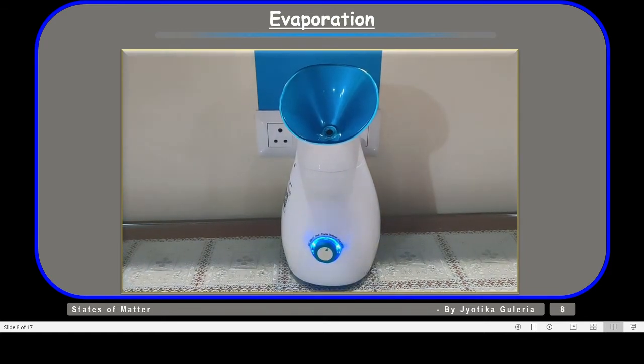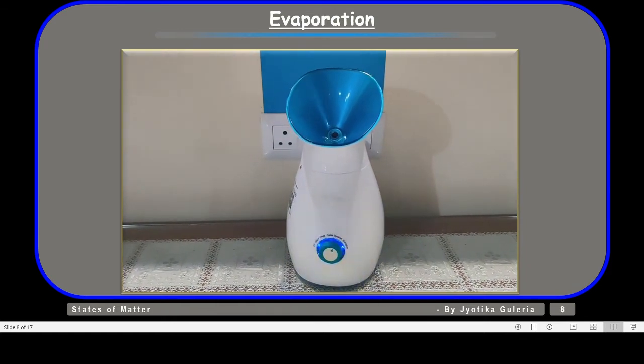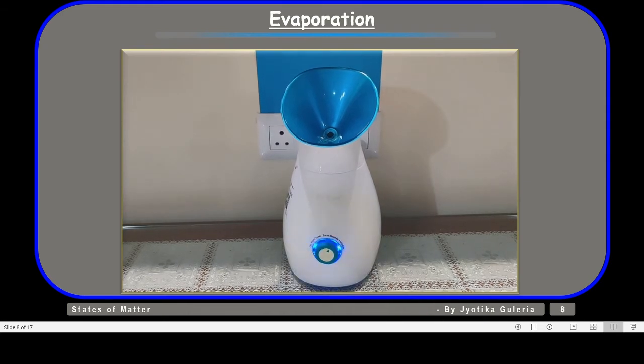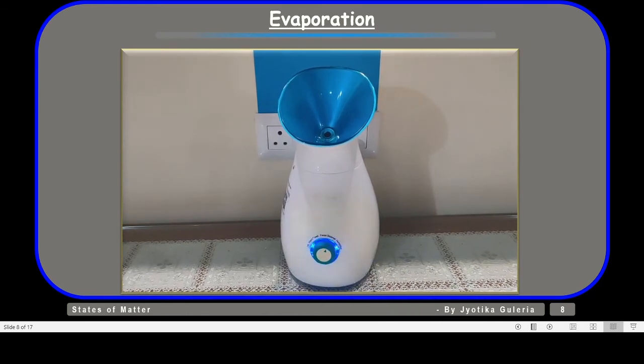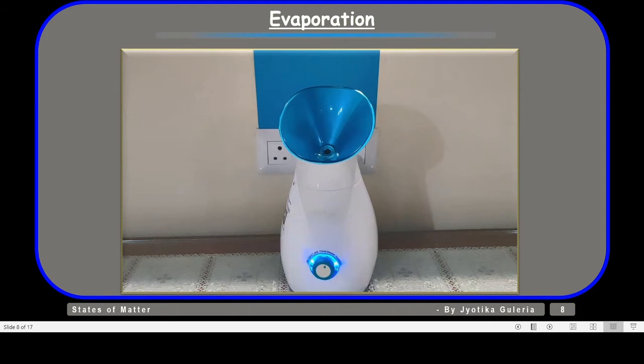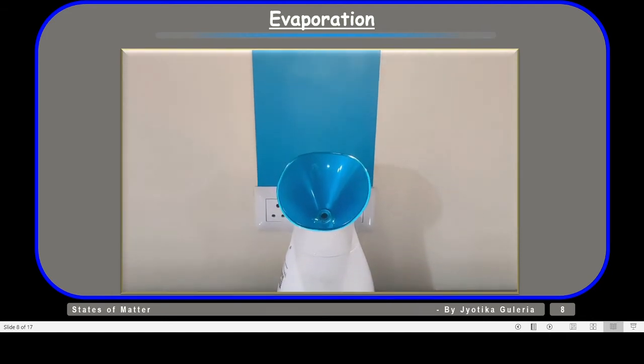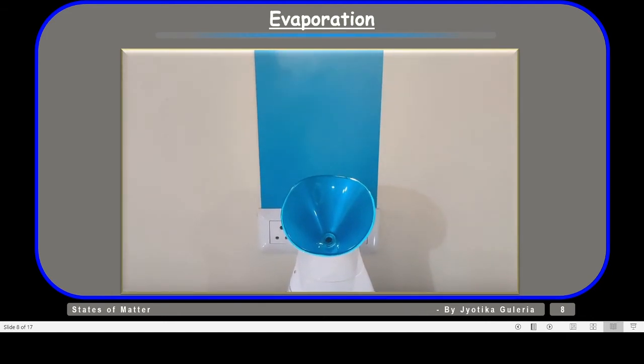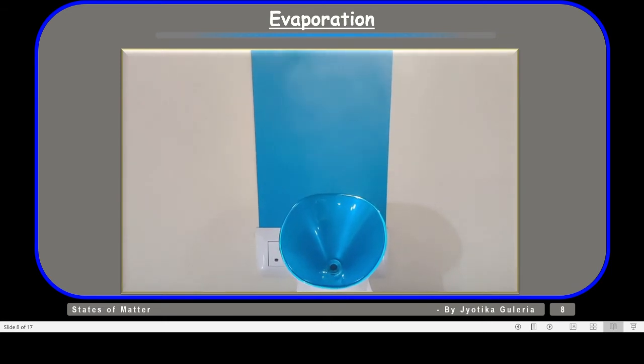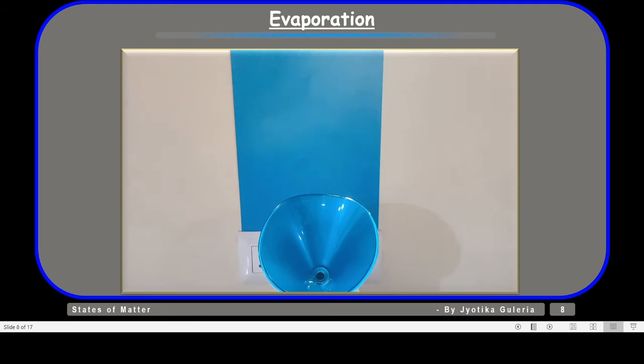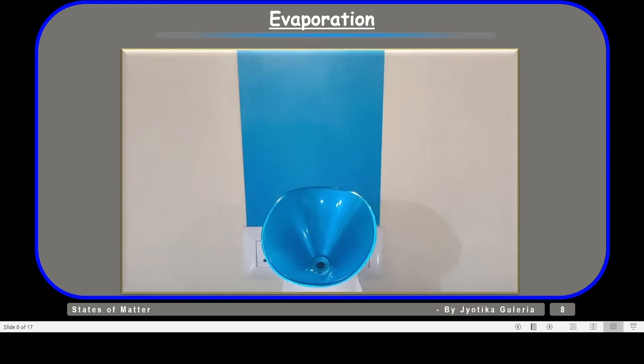Now after some time you will realize that liquid water will convert into gaseous form, that is the steam, once it gets heated. That means the particles or molecules will start moving away from each other on heating, and they form the steam or the gas. So this process is called evaporation.